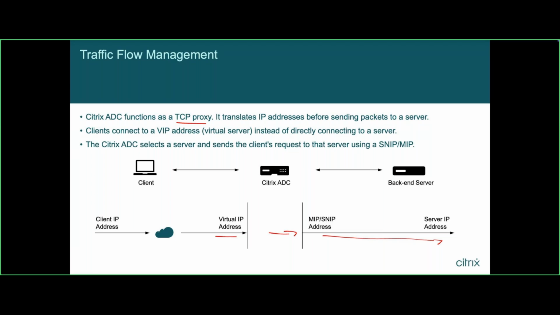The SNIP is just the subnet IP that is assigned for the ADC, for that particular network. I can have multiple SNIPs, and with multiple SNIPs I can create multiple VIPs and bind those VIPs to those particular SNIPs, because your Exchange server can be on a different subnet, and your application server can be on a different subnet.